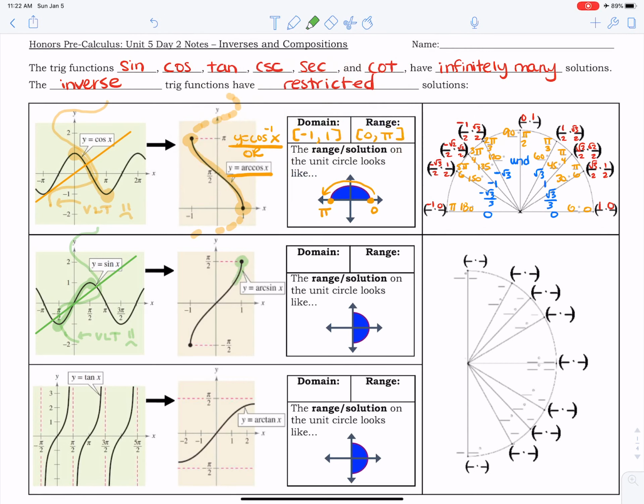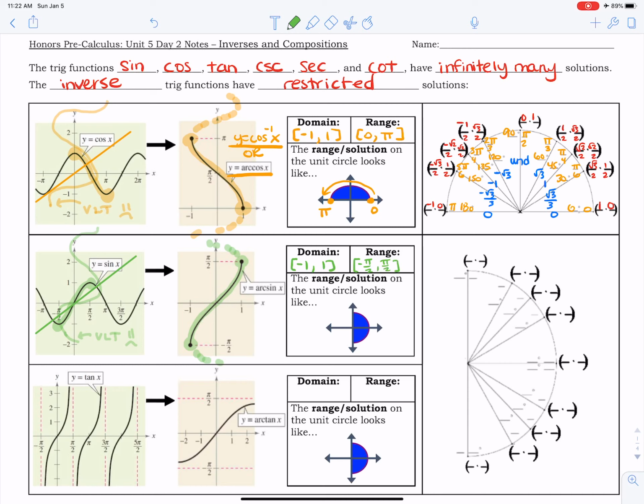And our restriction looks like this. Again, I could keep going on and on forever, but then it wouldn't be a function. So our restriction this time, domain is -1 to 1, which still makes sense because of the unit circle. And our range is negative pi over 2 to pi over 2.